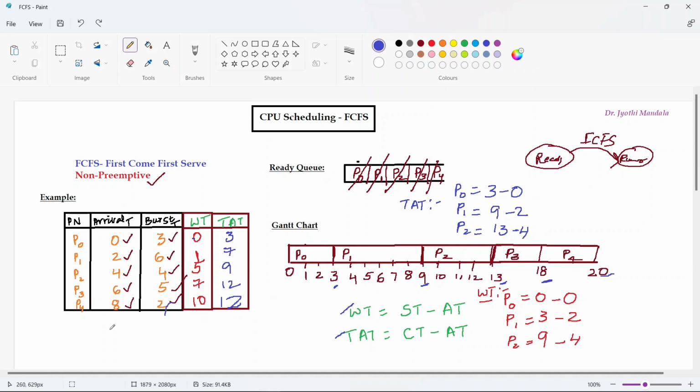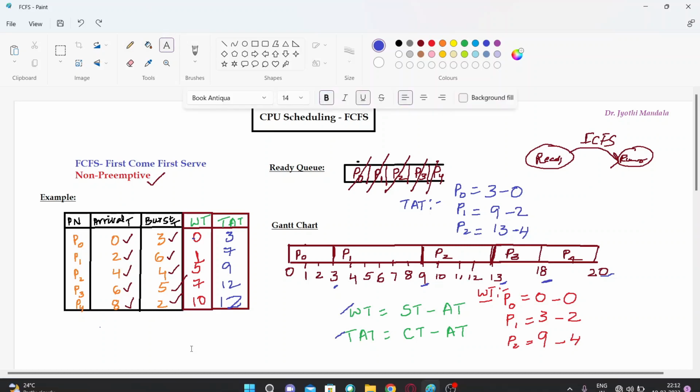Can you get me the value here? 1 plus 5 is 6, plus 7, plus 10. So the total value will be 23. 23 by 5 is equal to 4.6. Average waiting time value is 4.6.